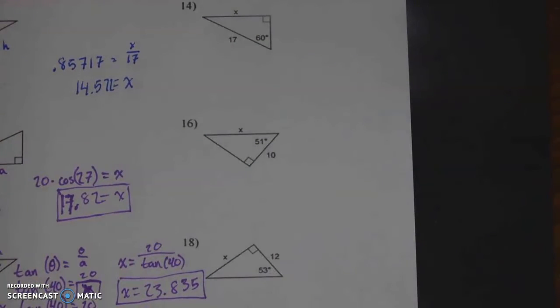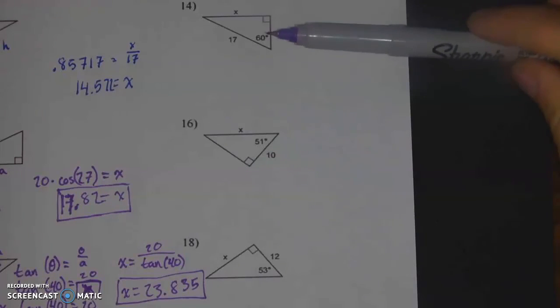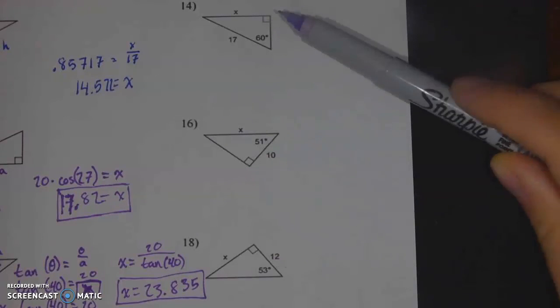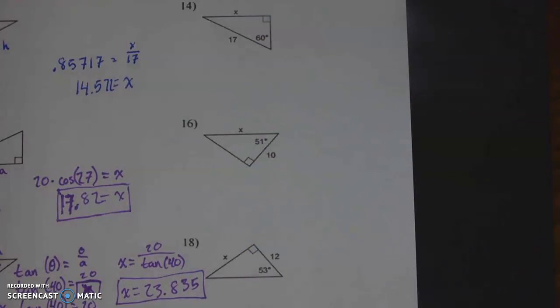What I want you guys to do is try out sine, cosine, and tangent with 14, 16, and 18. All I need to see is your answer in the comment section. Okay, your answer in the comment section. And that's the personal comments, not the ones to the whole class, please. So find those 14, 16, and 18. Tell me what x equals for each of those.